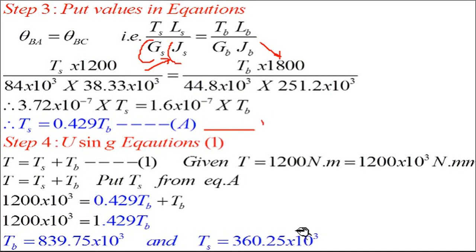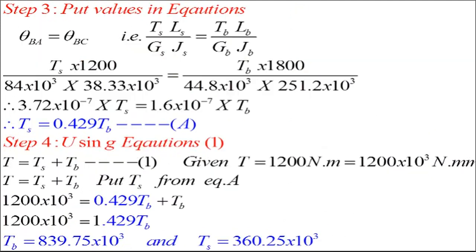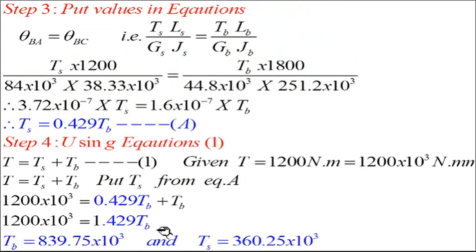Now we have written the equation T equal to TS plus TB. By taking this equation, in that you have to put the new value TS equal to 0.429 TB. So instead of TS, I am writing that particular value here. Here total T is 1200 Newton meter. In Newton mm, it is 1200 into 10 to power 3 Newton mm. That is the value of T.